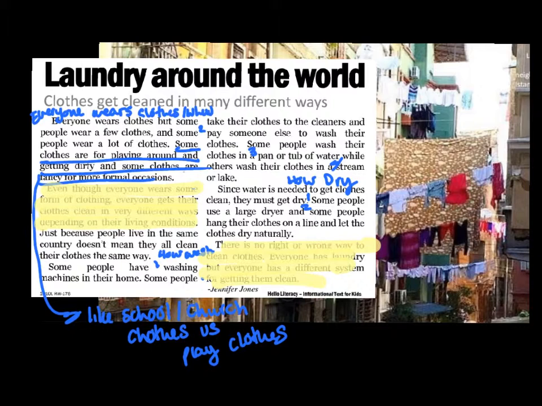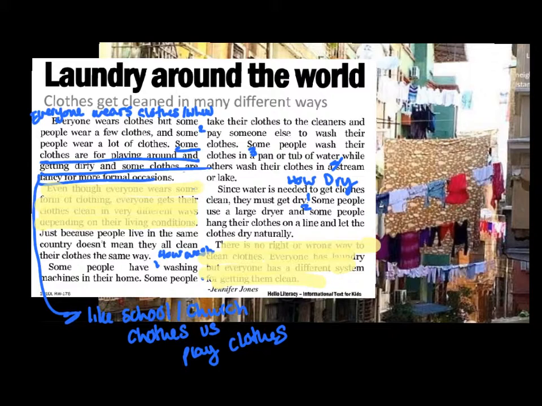This is called Laundry Around the World. Clothes get cleaned in many different ways. Everyone wears clothes, but some people wear a few clothes, and some people wear a lot of clothes. Some clothes are for playing around and getting dirty, and some clothes are fancy for more formal occasions. Even though everyone wears some form of clothing, everyone gets their clothes cleaned in very different ways, depending on their living conditions. Just because people live in the same country doesn't mean they all clean their clothes in the same way.